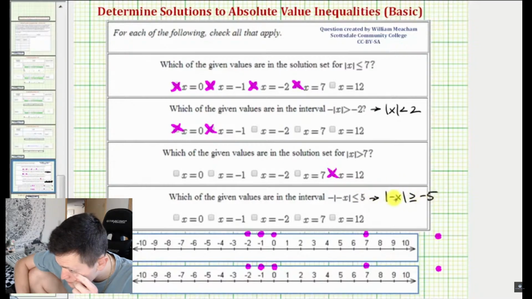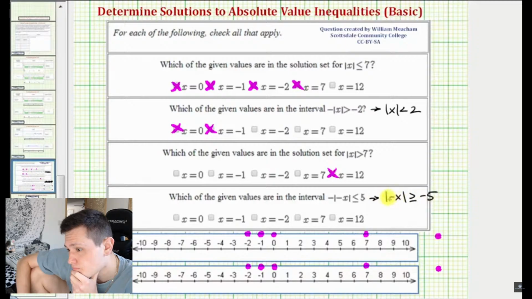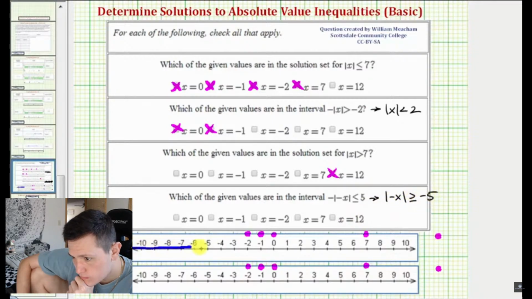Now here, remember, absolute value represents a number's distance from 0, which we know can't be negative. So if the value on the left is always non-negative, a non-negative number is always going to be greater than or equal to negative 5. In fact, a non-negative number is always going to be greater than or equal to any negative number. And therefore, the graph of all the numbers whose distance from 0 is greater than or equal to negative 5 would actually be all real numbers, or all numbers on the number line.